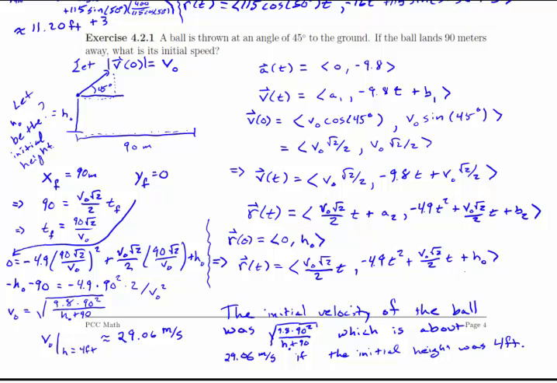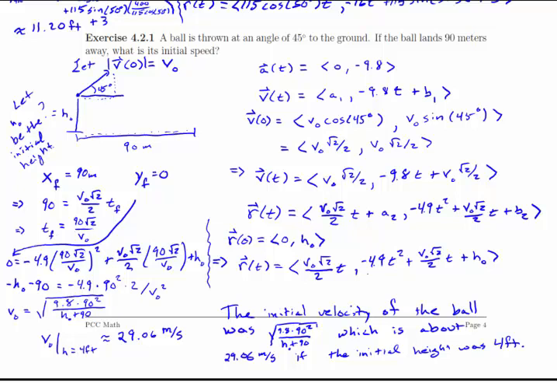And we don't know h naught, and that's okay. We know that the final position of the ball is 90 meters in the x direction, 0 meters in the y direction. If I plug in 90 for my x position, I get 90 equals v naught root 2 over 2 times the final time, the time when it hits the ground. So I'm letting t sub f be the time at which the ball hits the ground. If I solve for t sub f, I get it equals 90 root 2 over v naught.